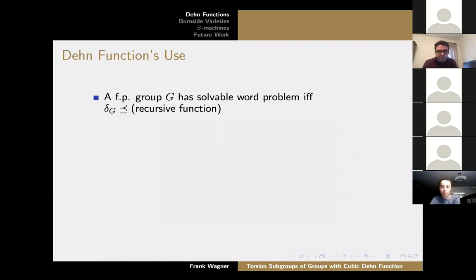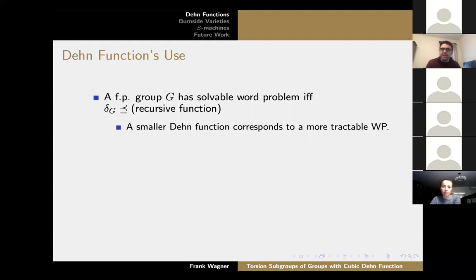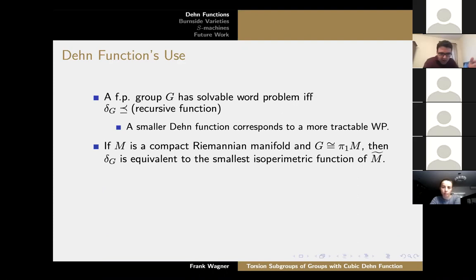So why do we care about Dehn functions? Well, a finitely presented group has solvable word problem if and only if the Dehn function is bounded above by some recursive function, based on the preorder we put on these functions. And in general, the smaller your Dehn function, the easier the word problem is to solve. That's just a general fact you can use and think about when studying these Dehn functions. If M is a compact Riemannian manifold, then the Dehn function of its fundamental group is equivalent to the smallest isoperimetric function of the universal cover of this manifold. That helps us see some geometric ideas for why we might care about the Dehn function.